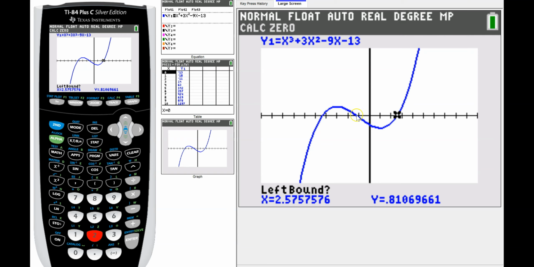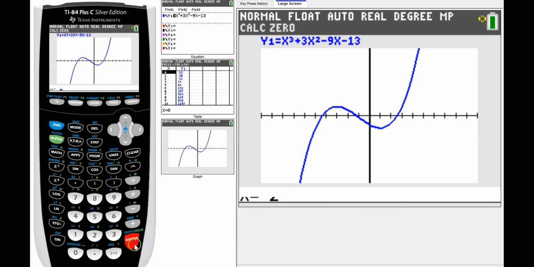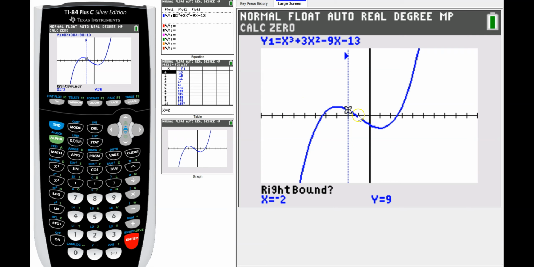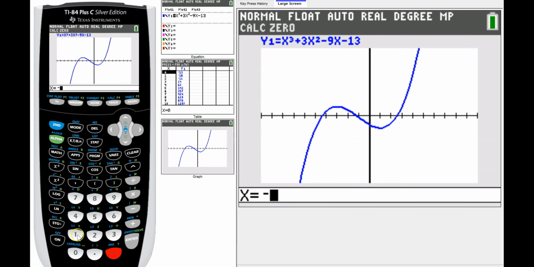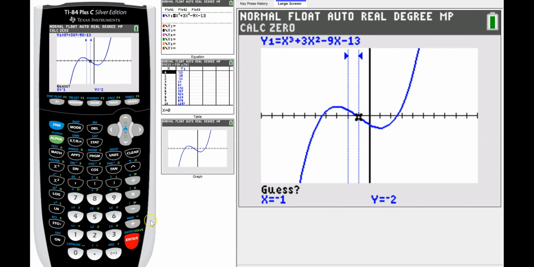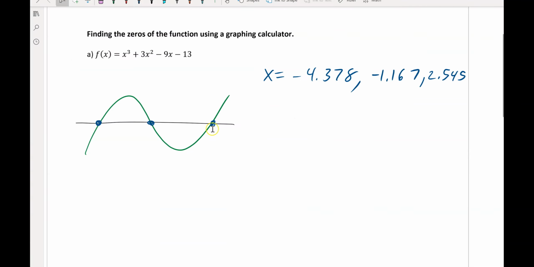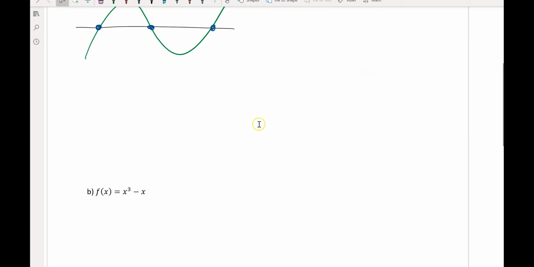So left bound for this one, you could do negative 2 if you wanted. And then a number to the right, negative 1 is there. So it's very close. I would never do this, but we're now within. Hit enter. It gives us our zero. And these are the zeros that we had. So that's how you use your calculator. So as you can see, the graphing calculator gave us more decimal places than Desmos, but it gave us 3. These are our 3.